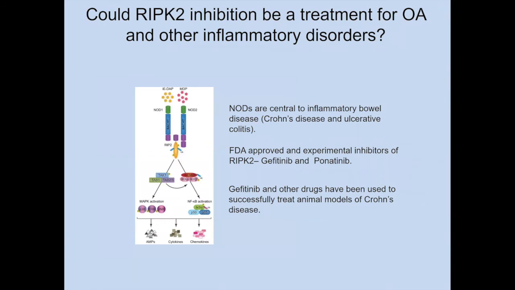And so I think this RIPK2 NOD pathway is really interesting, and I think it could potentially be a treatment for OA. We know that the NODs are central to inflammatory bowel disease. There's been a lot of drug development in this field, and so we have both FDA approved and a number of experimental inhibitors of RIPK2. We've actually done some tests with these inhibitors. So we're going to see if we can inhibit RIPK2 and see if that prevents the OA phenotype in our mice. So we're really excited about this.